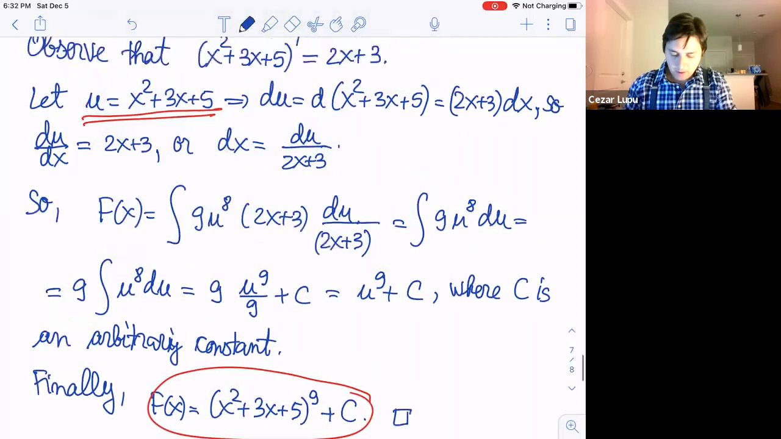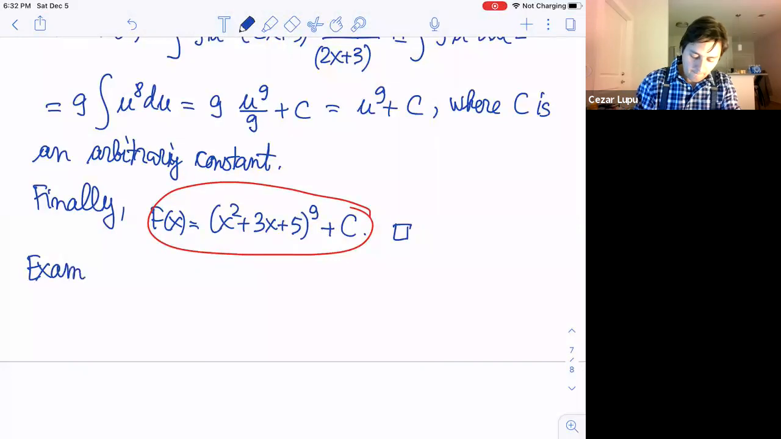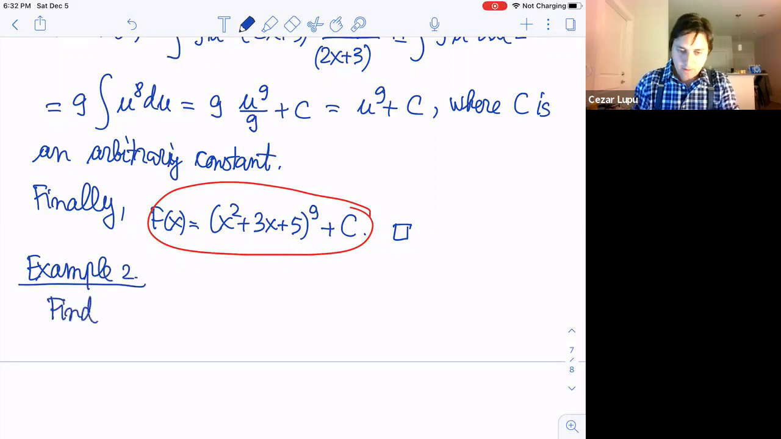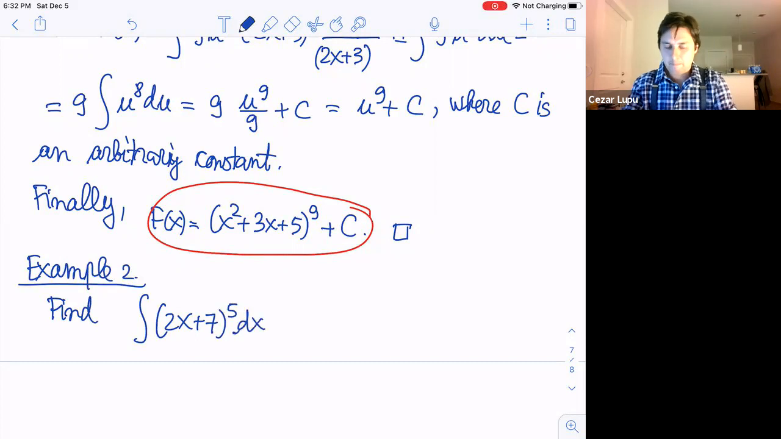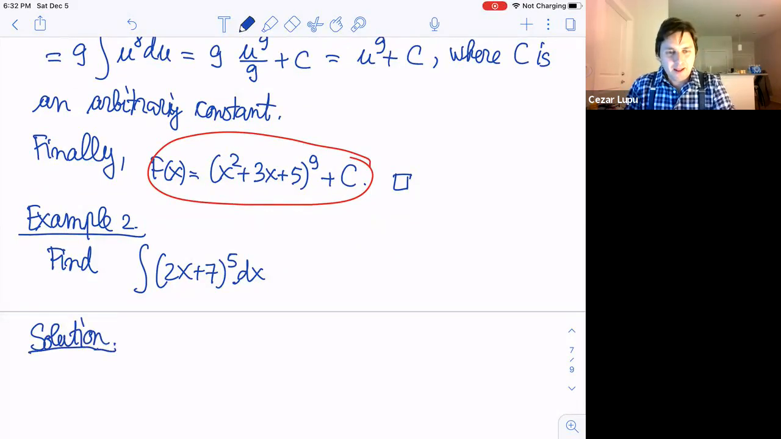Now let's do another problem. Example 2. Is to find the integral of (2x plus 7) to the power 5th dx. And now, well, it's quite clear that it's not productive for us to expand, to raise everything to the power of 5. God, that would be a mess.